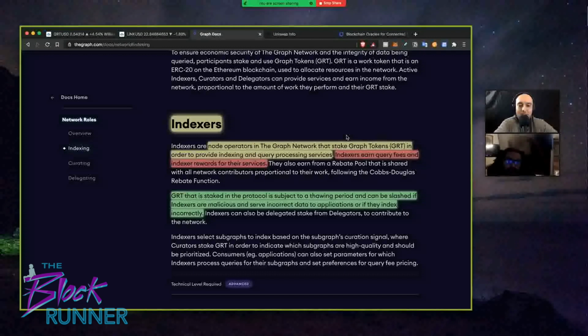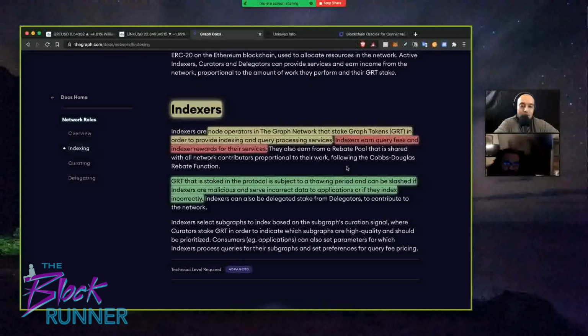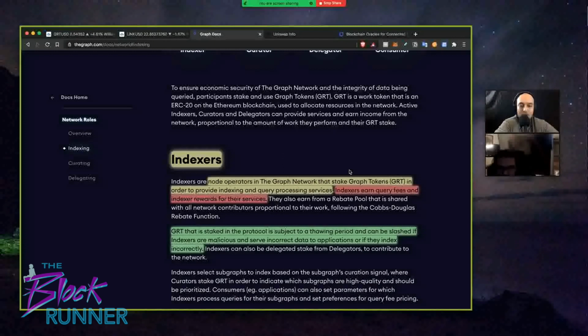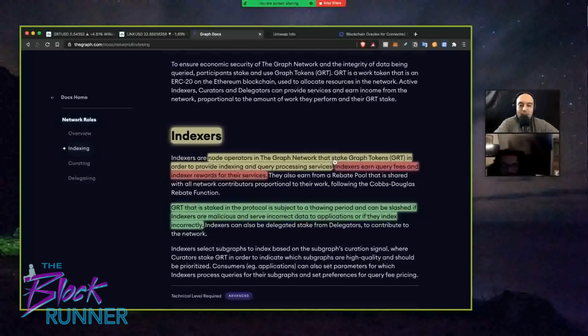The same thing is happening when you index blockchain data. It's a short-order list of information that this indexer provides in order to extract information from all the data on the blockchain. All that functionality is going to be happening through this node, this server on the network collecting all this information. Indexers earn query fees and indexer rewards for their services. That's their job, to provide this information in a quick way.